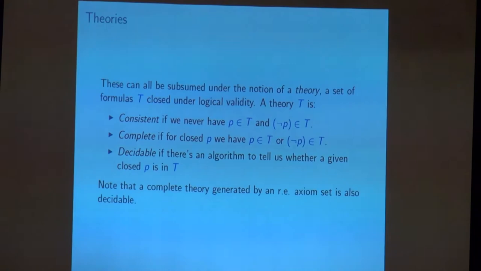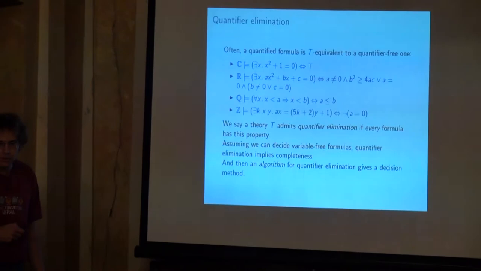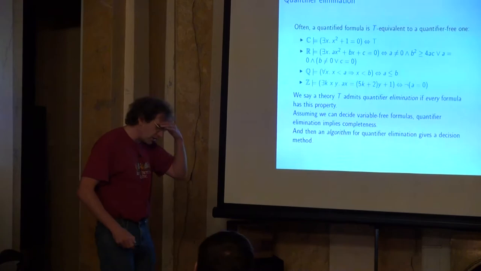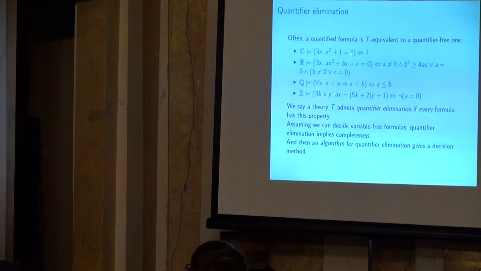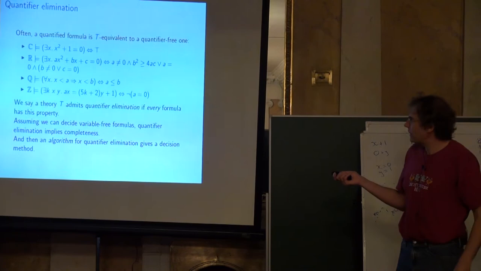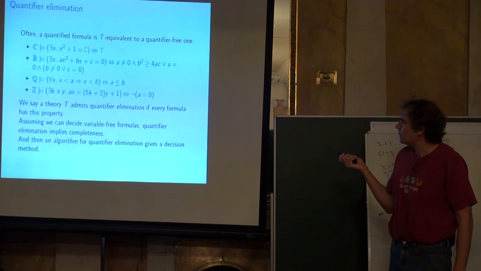But we're more interested in practical methods for proving decidability. One of the most important is so-called quantifier elimination. Quantifier elimination is basically being able to replace a formula involving quantifiers with one that does not involve quantifiers, in such a way that it is logically equivalent with respect to a particular theory. For example, if you ask, does there exist an x such that x squared plus 1 equals 0, then over the theory of complex numbers, that's logically equivalent just to true because the complex numbers are algebraically closed.